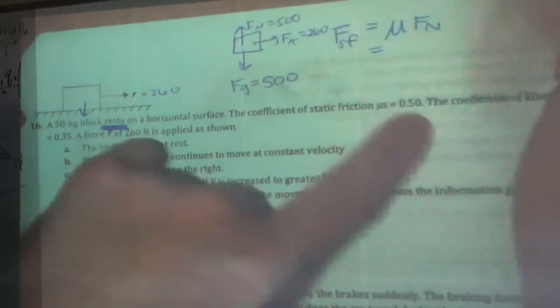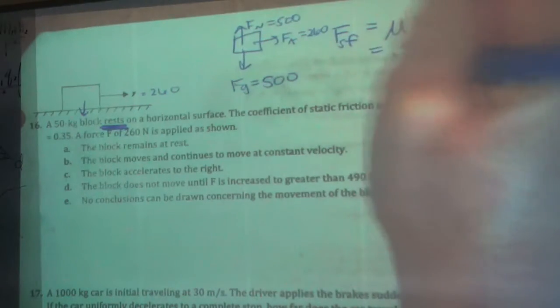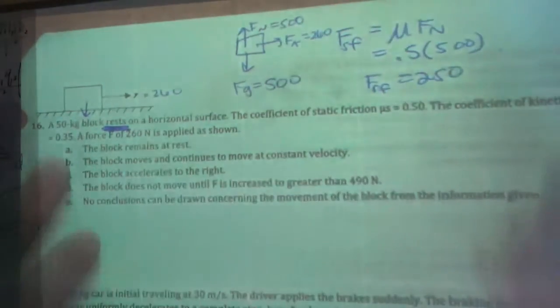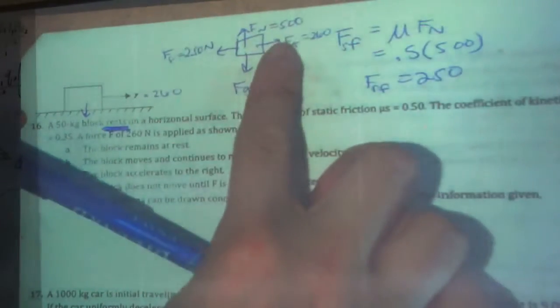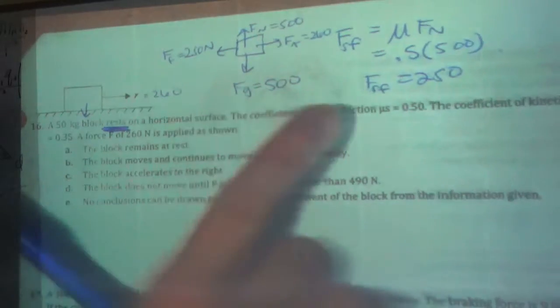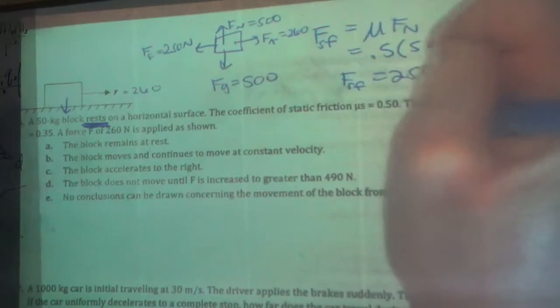So coefficient of static friction, 0.5, times normal force, 500. That's going to give me a static friction force. The most static friction could be is 250 newtons. So then this would be 250 newtons like this. Right? So the applied force does overcome the static friction, which means it will start moving. And it's more than the static friction force, which is definitely more than the kinetic friction.